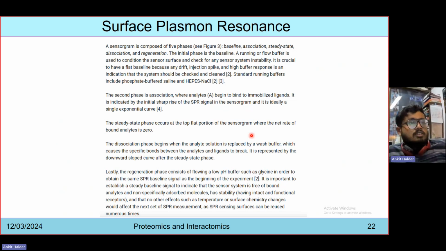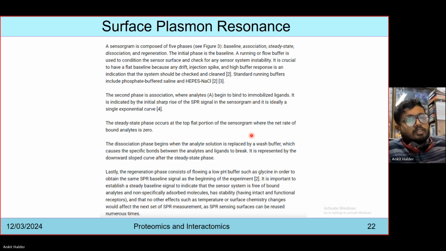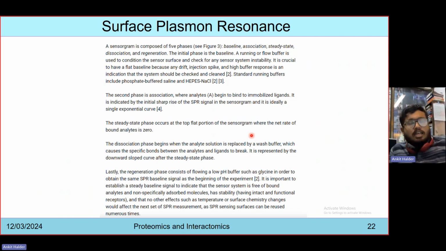The initial phase is a baseline. A running or flow buffer is used to condition the sensor surface and check for any sensor system instability. It is crucial to have a flat baseline, because any drift, injection spike, or high buffer response is an indication that the system should be checked and cleaned. Standard running buffers include phosphate buffer, saline, and HEPES, NaCl, etc.